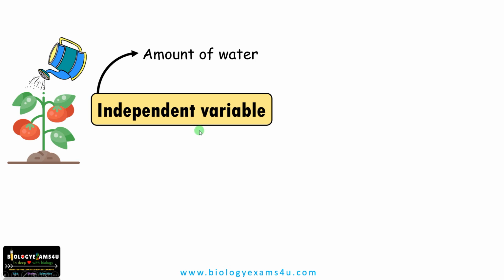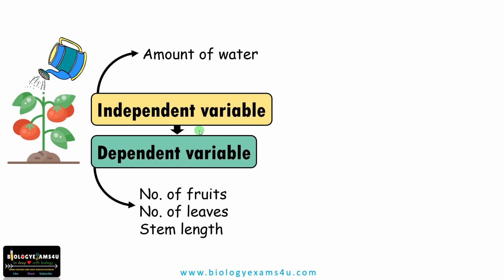Upon change in this independent variable, we are expecting some changes in some other variables, which make up the dependent variable, or the dependent variable is dependent on change in the independent variable, like number of fruits, number of leaves, stem length, root length, etc. Or in other words, the dependent variable is a variable that is affected by the change in the independent variable.